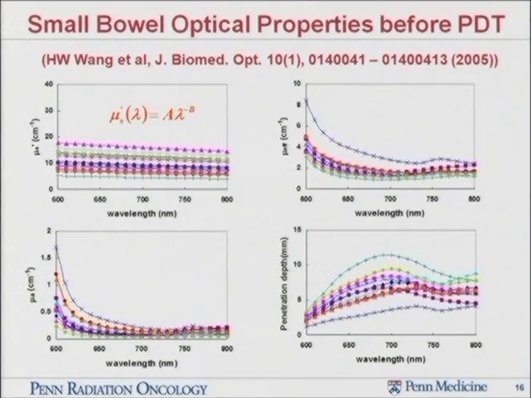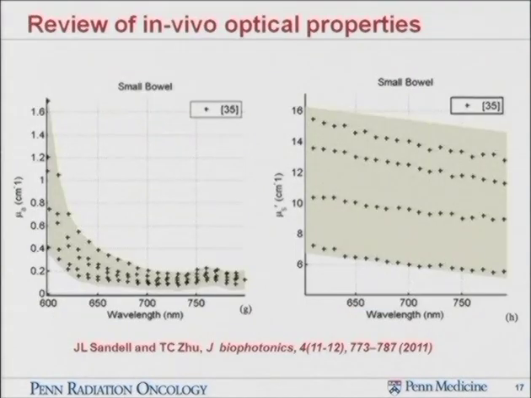This is what we use to fit this relationship. So we summarized these results in a paper written by one of our graduate students. Based on these data, we can determine the general shape of the mu-a as a function of wavelengths and the mu-s prime, and also determine a shaded area.